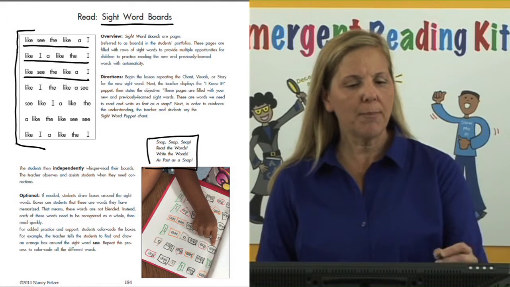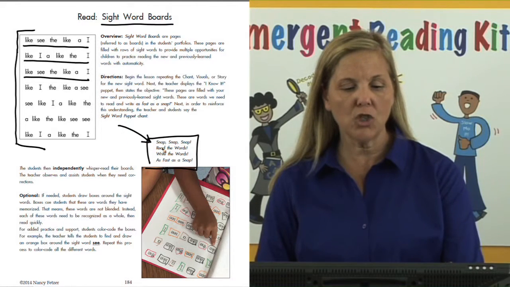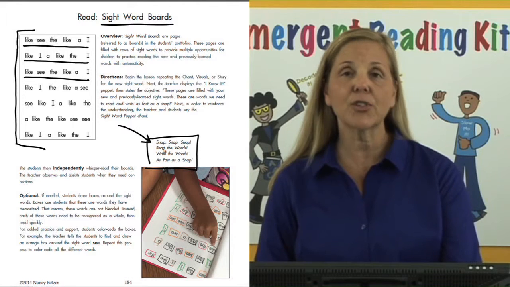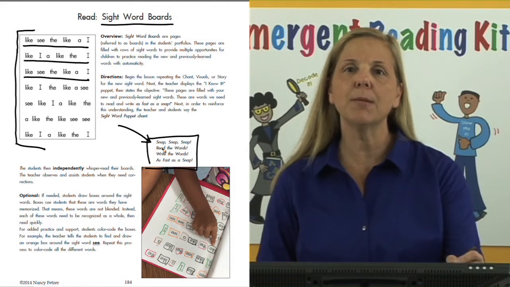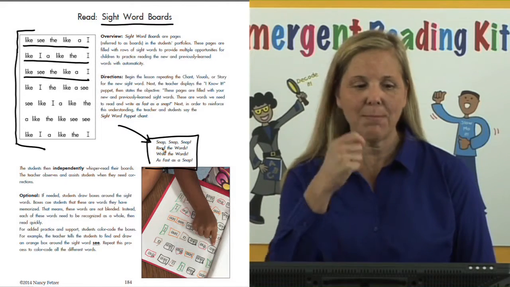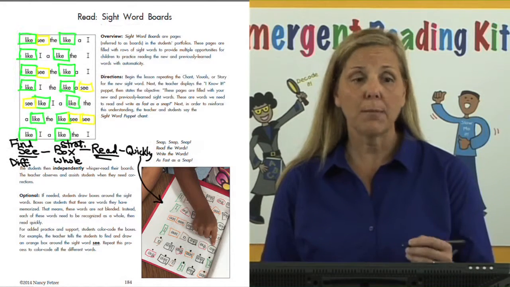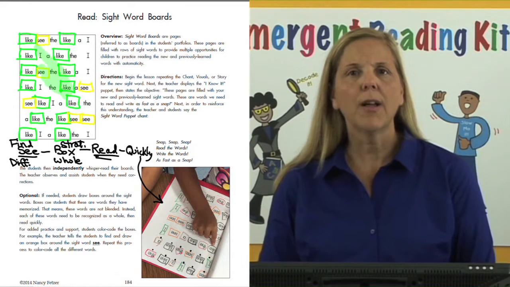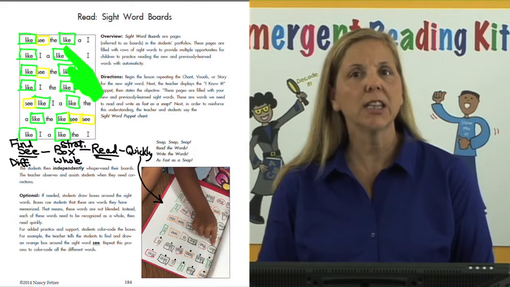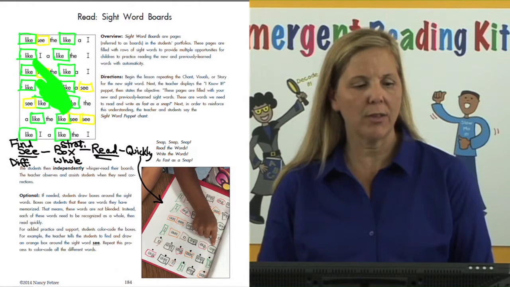When students open up their boards, you always start with the chant to remind them that these are their sight words. These are words when they see them, they need to read as fast as a snap. Then we go to the board. I will have them take out a crayon. For example, grab a green crayon. Find all the words that say "like" and put a box around them.